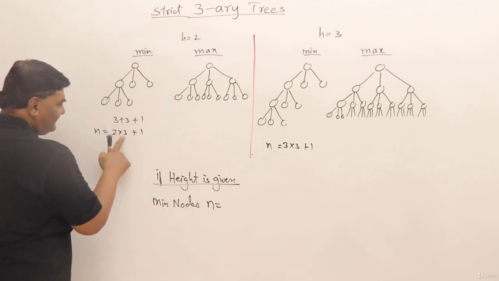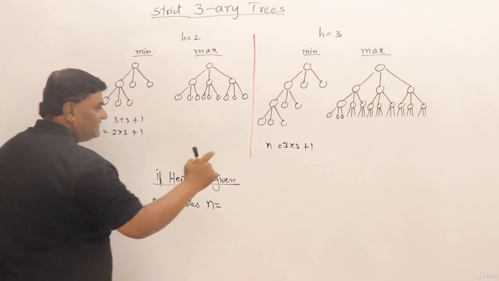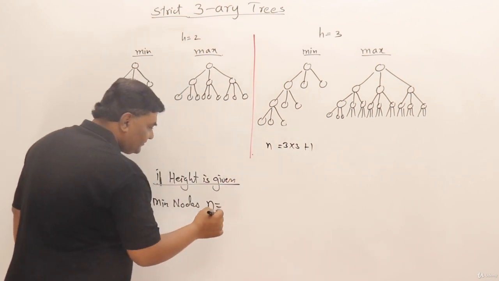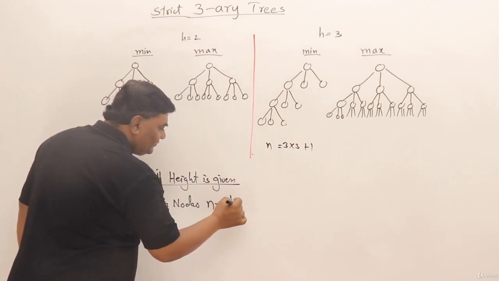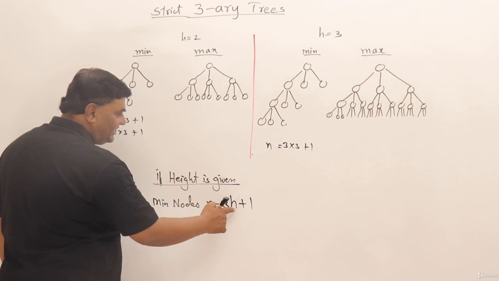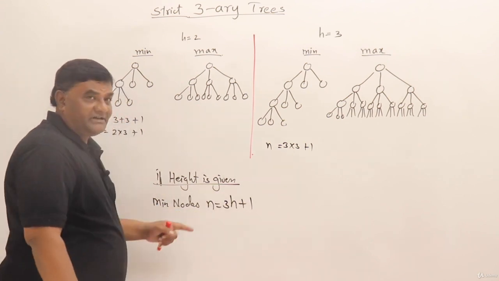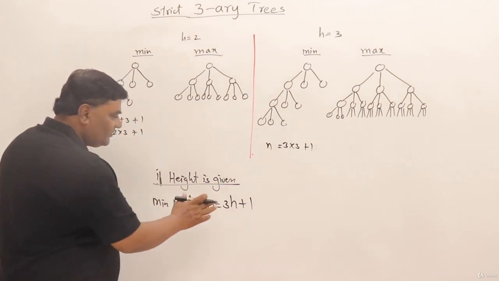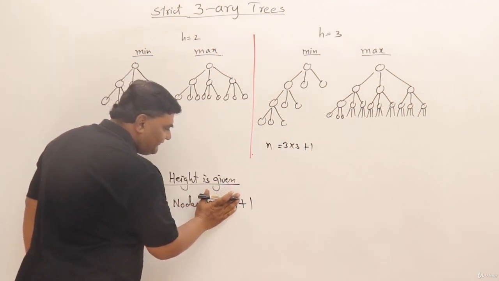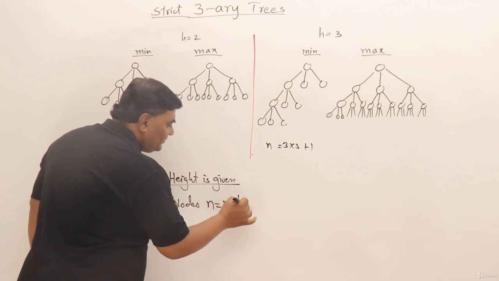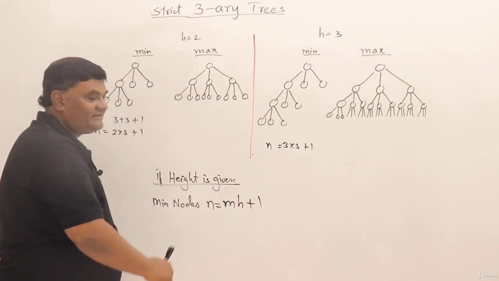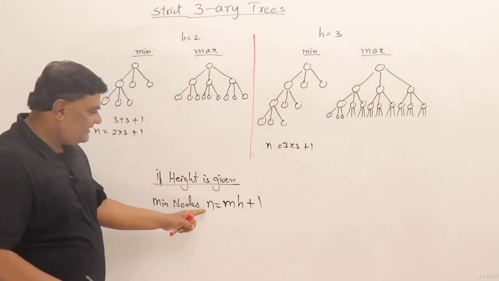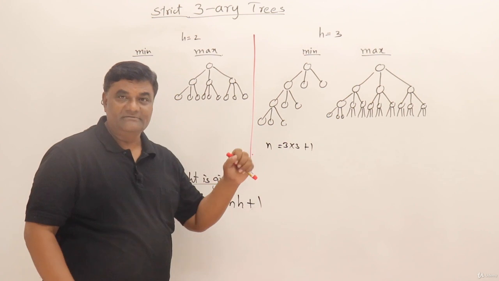See, this 3 is the degree and 2 is the height. 3 is the degree and 3 is the height here. So 3 into h plus 1. So whatever the height is, into 3, plus 1. But actually this 3 is the degree of the tree, so I should call it m. So I will rewrite the formula: this is m into h plus 1. Yes, this is the formula. So in a strict M-ary tree, the minimum number of nodes will be n equal to mh plus 1.